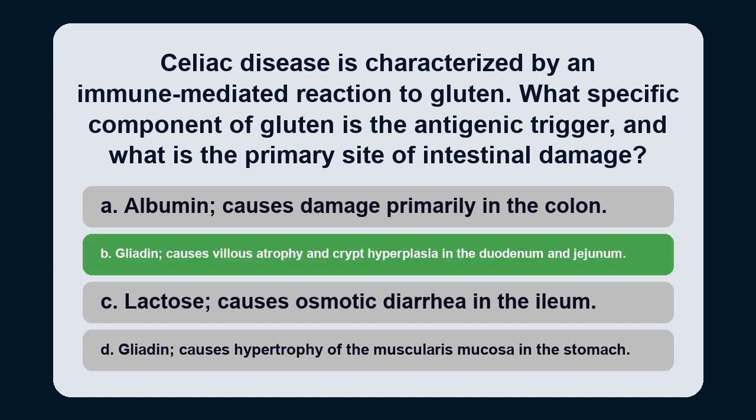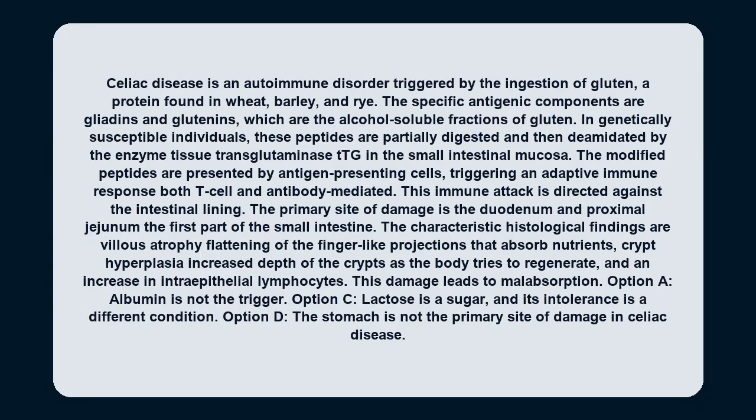The answer is B. Celiac disease is an autoimmune disorder triggered by the ingestion of gluten, a protein found in wheat, barley, and rye. The specific antigenic components are gliadins and glutenins, which are the alcohol-soluble fractions of gluten. In genetically susceptible individuals, these peptides are partially digested and then deamidated by the enzyme tissue transglutaminase (TTG) in the small intestinal mucosa. The modified peptides are presented by antigen-presenting cells, triggering an adaptive immune response, both T-cell and antibody-mediated.